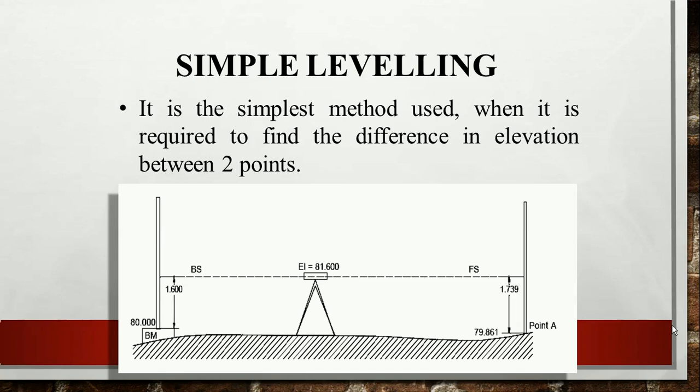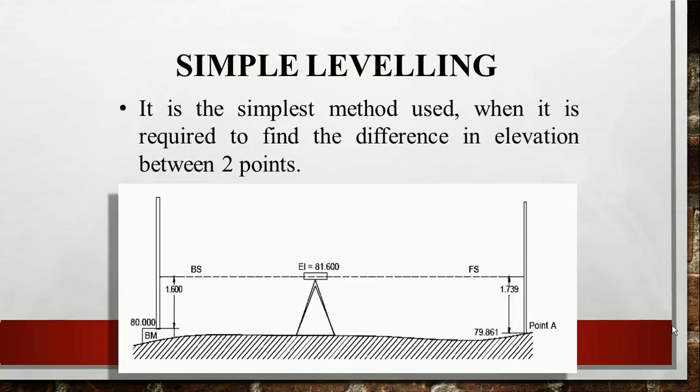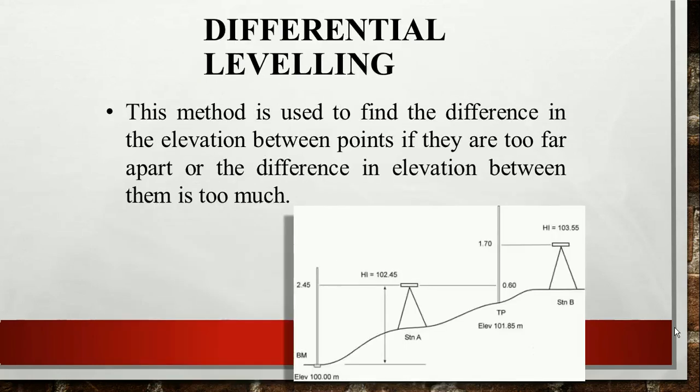For getting the height of instrument, first of all you have to add the backsight value to the benchmark, that is, benchmark plus backsight will give you the height of instrument, that is the height of line of collimation. By deducting the foresight value from the HI, you will get the RL of point A, right? As I already briefed about this method, that is the HI method and the rise and fall method, in our theoretical lectures, right?